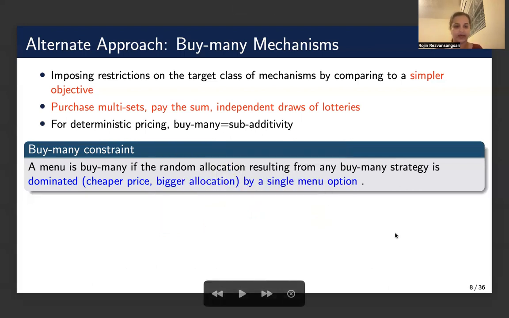And with this introduction, let's take a look at the buy-many constraint. We say that a menu is buy-many if a possibly random allocation resulting from any buy-many strategy, which means being able to purchase multi-sets of items, is dominated by a single menu option. And dominated here means getting a cheaper price and/or better allocation.